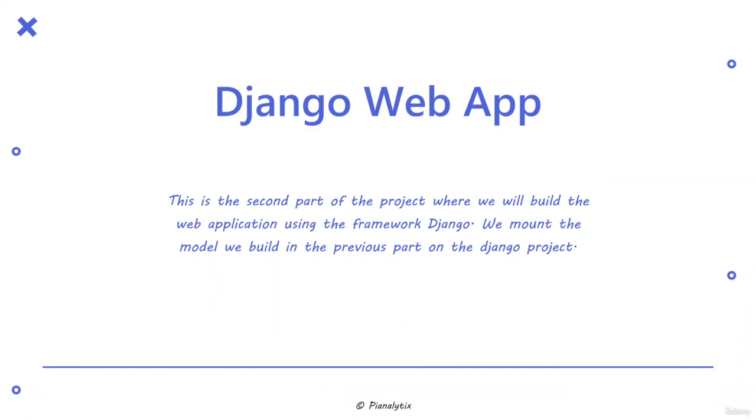So next we have the Django web app. This is the second part of the project where we will be building a web application using the Django framework. We mount the model we built in the previous part on the Django project here.